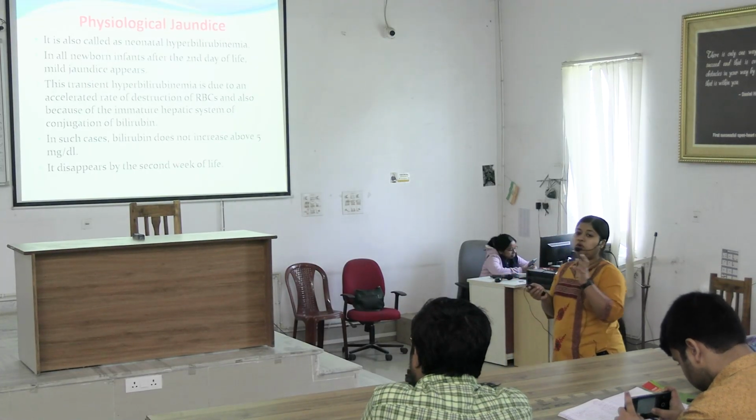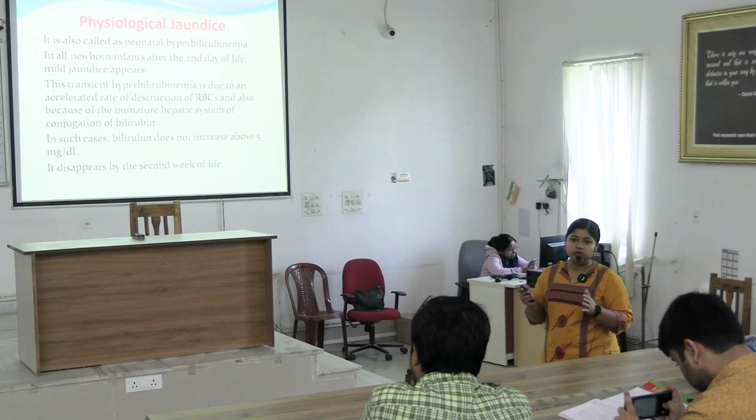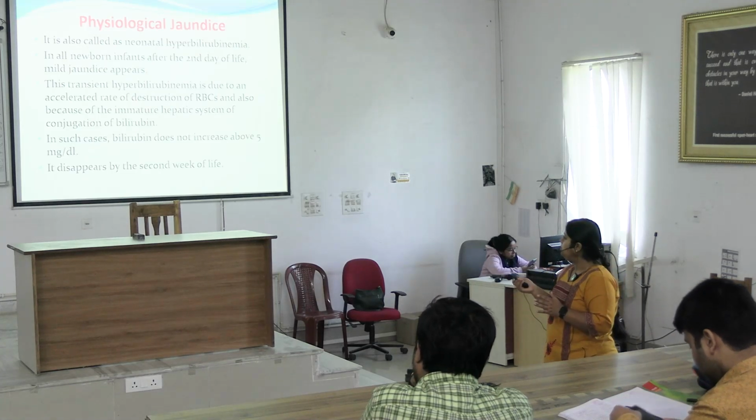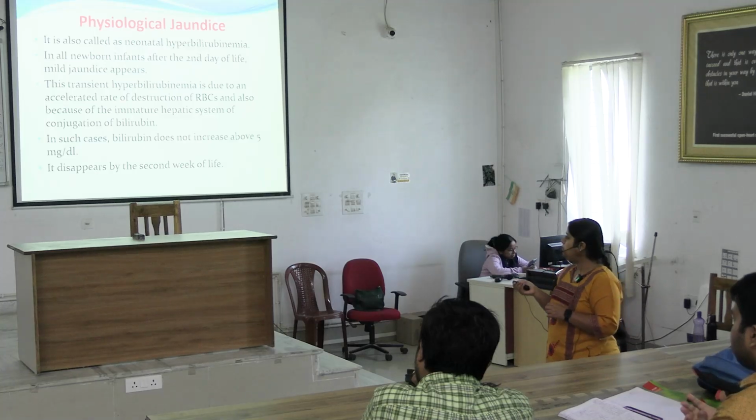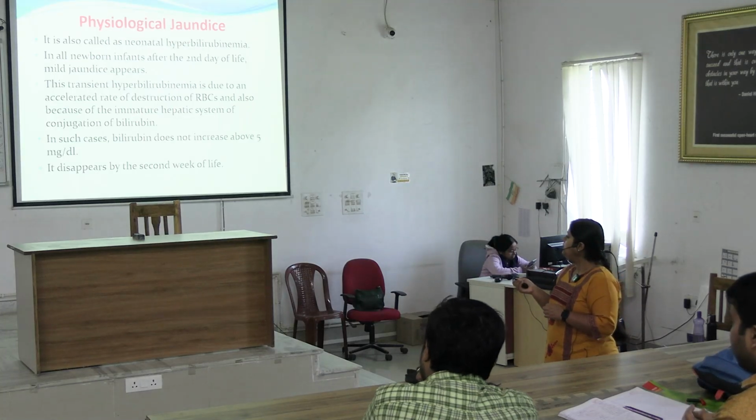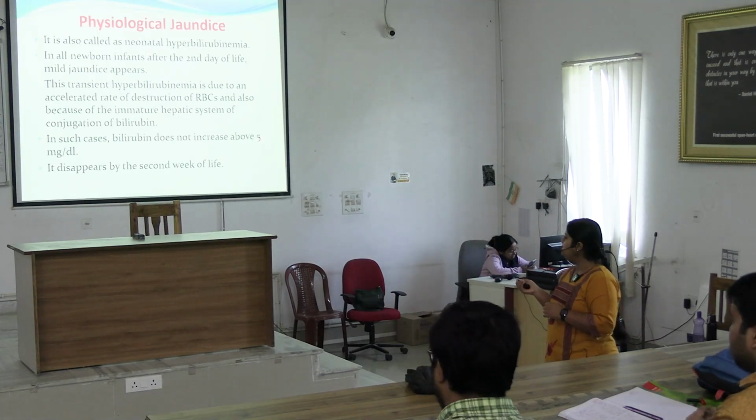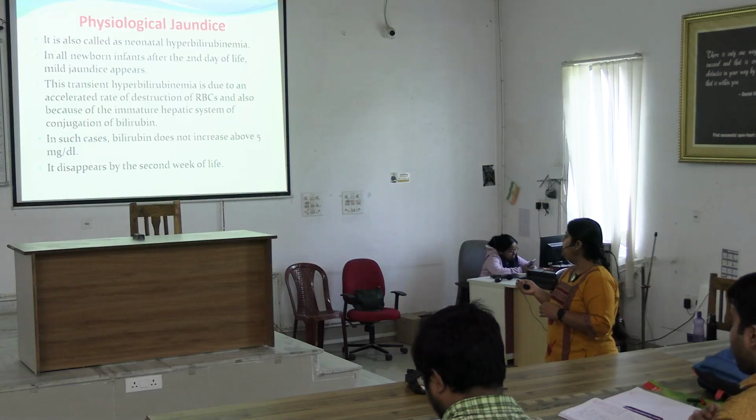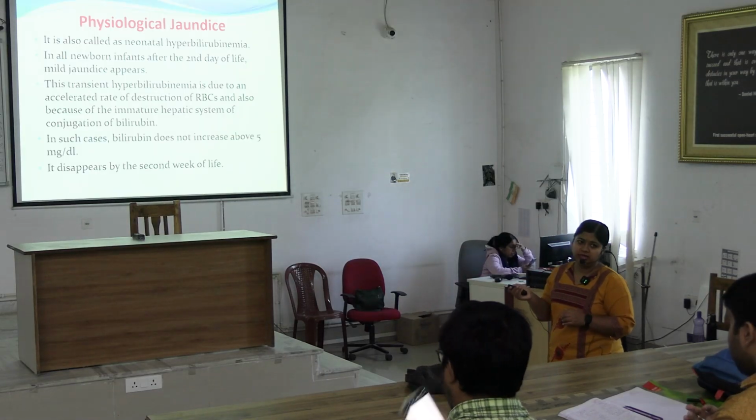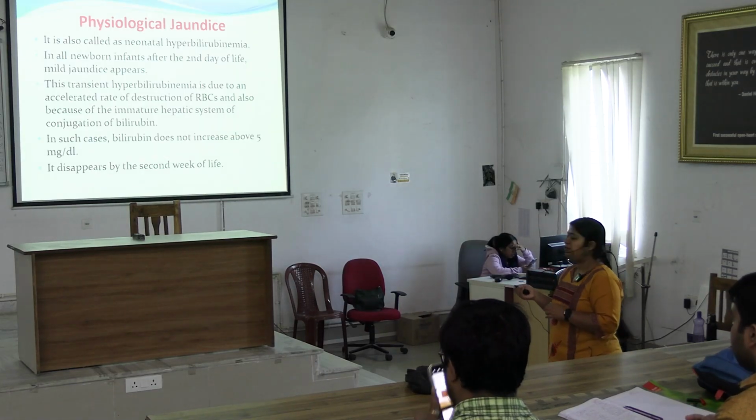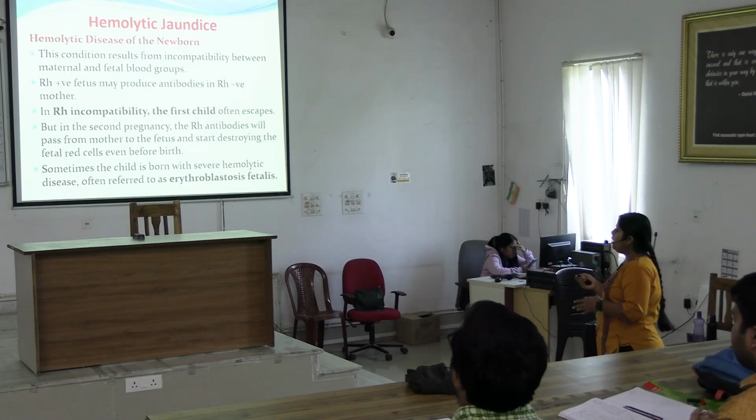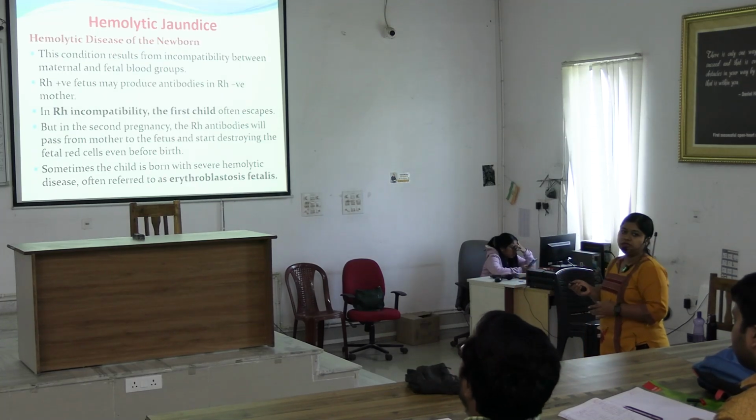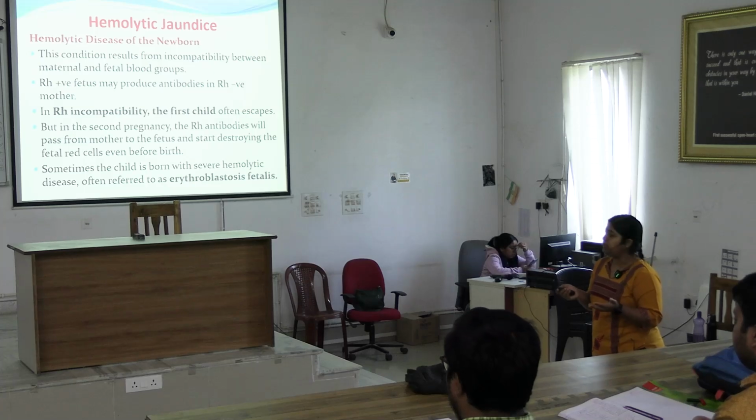So to conjugate that much bilirubin, the baby's hepatic system is not prepared. That will lead to a transient increase of bilirubin, and it will not increase above 5 milligram per dl. Okay, it disappears by the 2nd week of life. It is normal. Now, hemolytic jaundice or prehepatic jaundice.